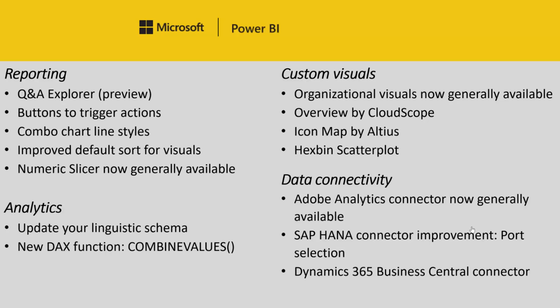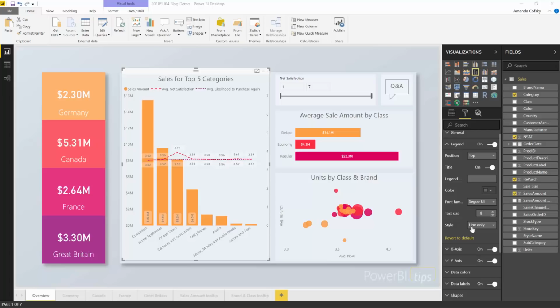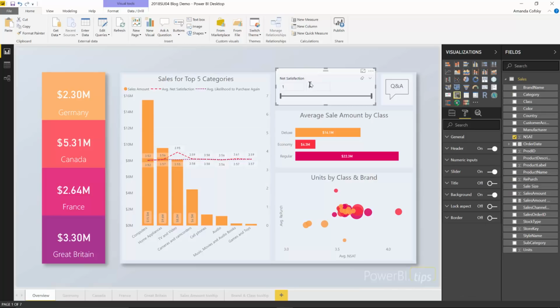The last reporting feature this month is that we are finally making the Numeric slicer generally available. So this is the slicer experience where if you have a numeric column, you'll see a range slider instead of the list slicer by default. So now you don't have to go and turn on a preview switch to take advantage of that. Everywhere you're using your report, web and desktop, this will be your default experience for numeric columns.